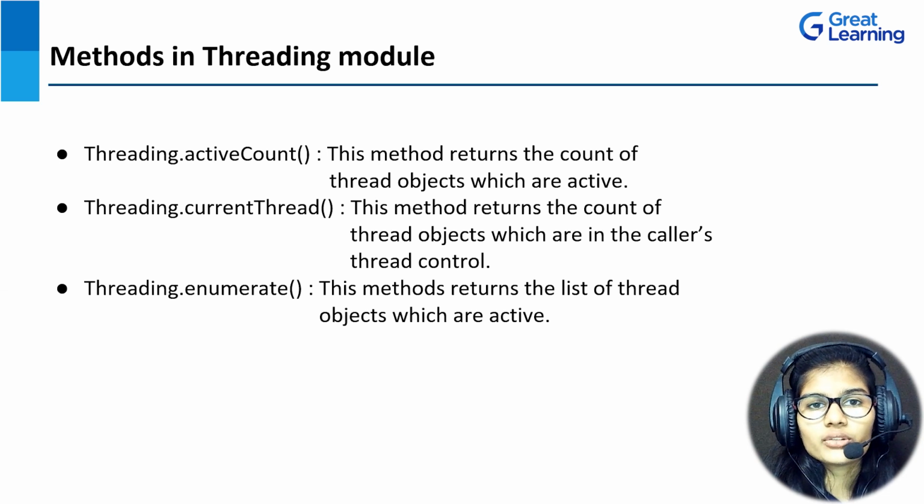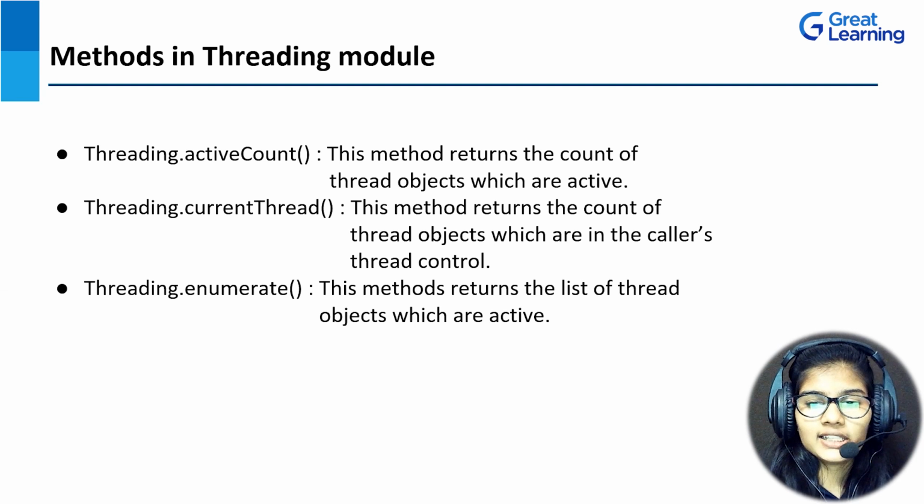Okay, next you have the enumerate function. This is one of the methods which returns the list of thread objects which are active. So whenever you want the list of the thread objects which are active, you use enumerate. And whenever you want the count of the thread objects which are active, you use active count.